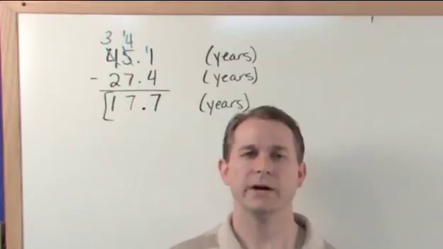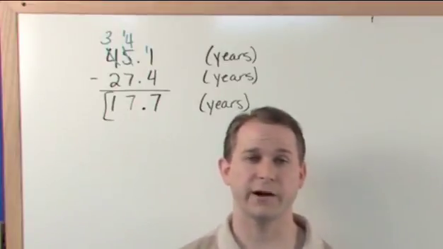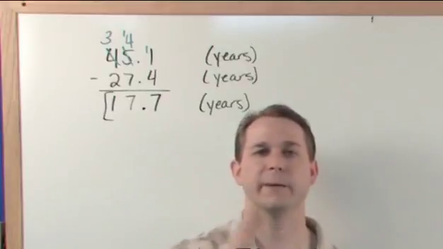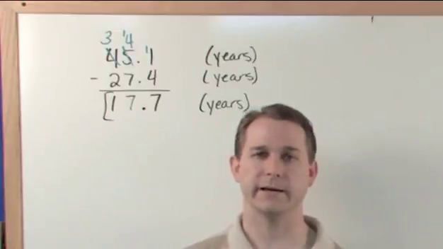And if you have to borrow, just make sure that you do it and borrow from the next column over so that you can actually do your subtraction. And sometimes you'll have to borrow multiple times. You may have to borrow 2 or 3 times, especially if there's a lot of zeros in that top number, and do it that way.